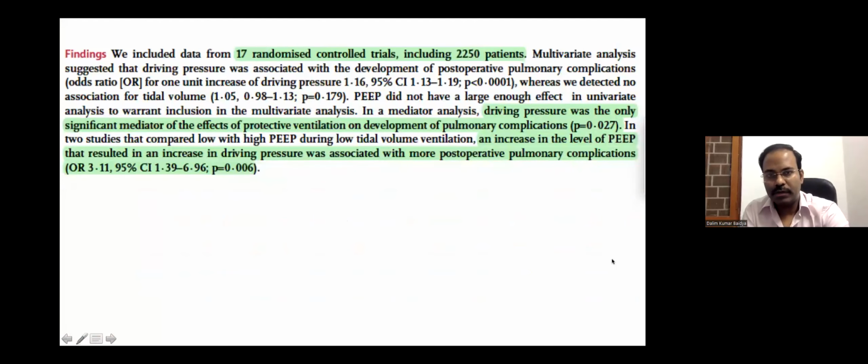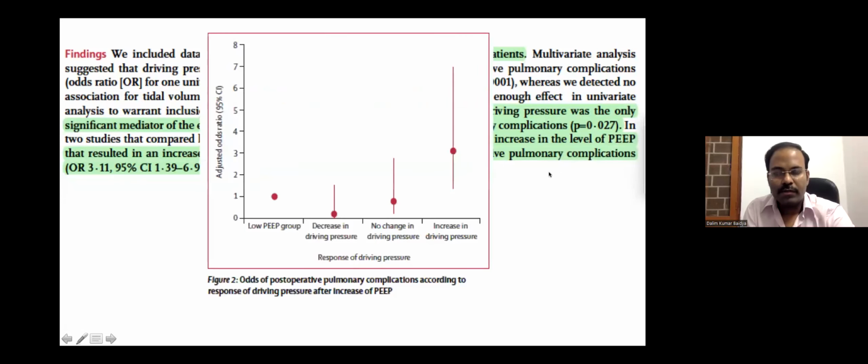So what is the outcome? The basic idea was to find out whether the driving pressure value influences the postoperative pulmonary complication or not. This graph gives the adjusted odds ratio, or the risk, of development of postoperative pulmonary complication, from different studies. In the studies where PEEP was low, or with PEEP titration there was no change in driving pressure, the odds ratio was around 1. That means no gain, no loss.